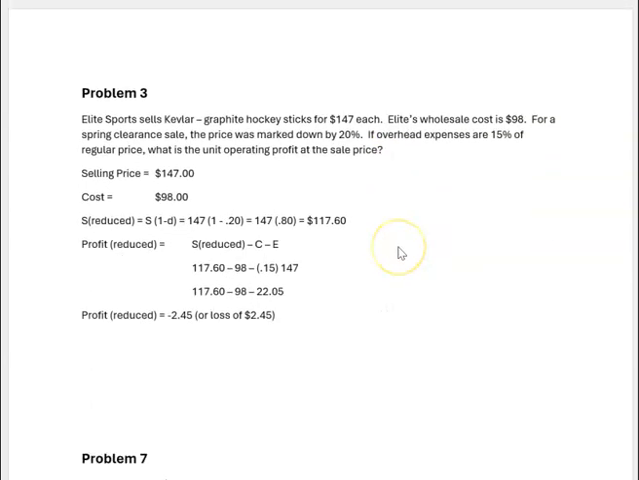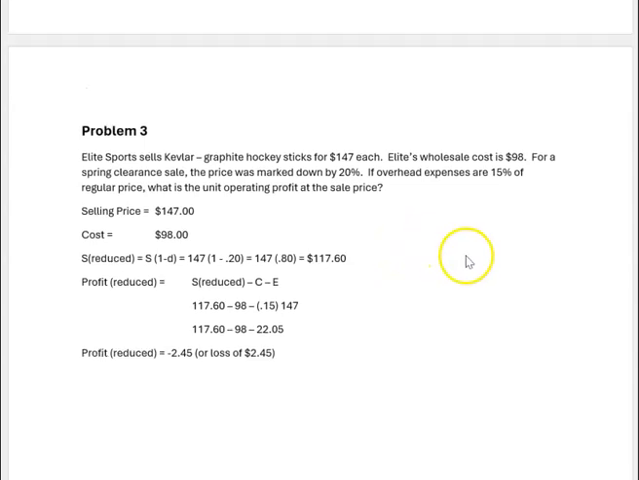Okay, so problem 3. Elite Sports sells hockey sticks for $147 each. So that is your selling price of $147. Elite's wholesale cost is $98, so that's how much they buy it for. So the cost, or C, is $98.